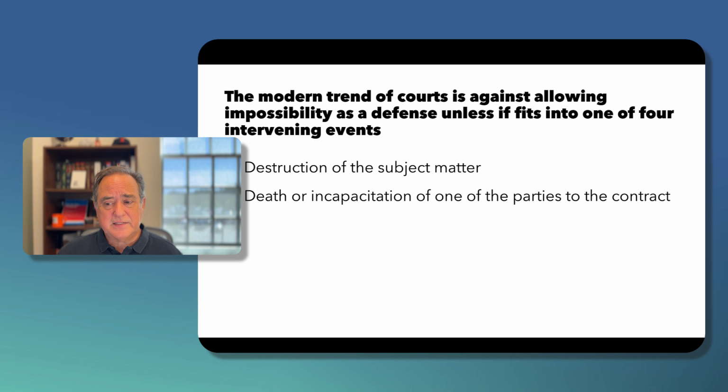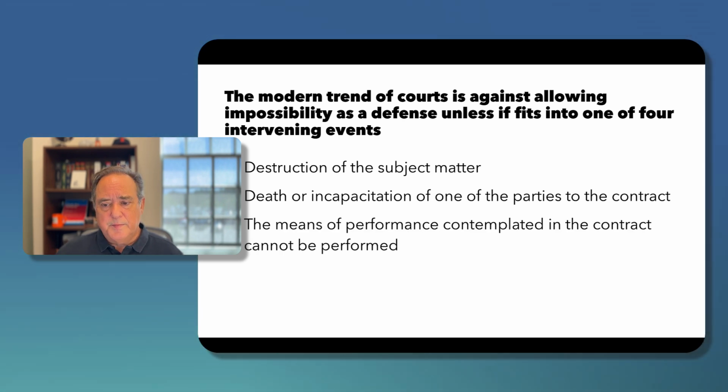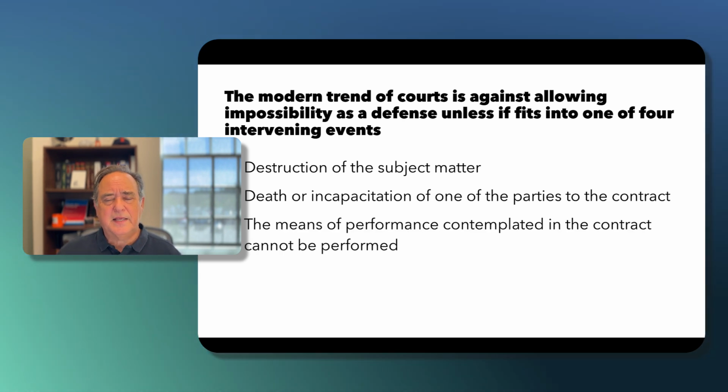Death or incapacitation of one of the parties to the contract. If one of the parties dies, the estate does not have to fulfill the contract. The means of performance contemplated in the contract cannot be performed.